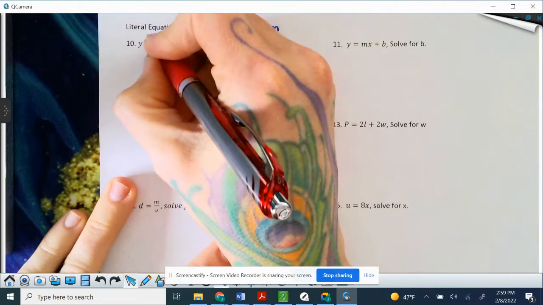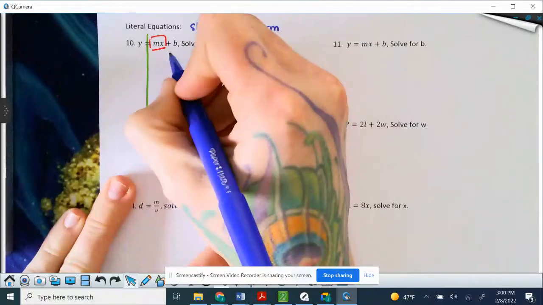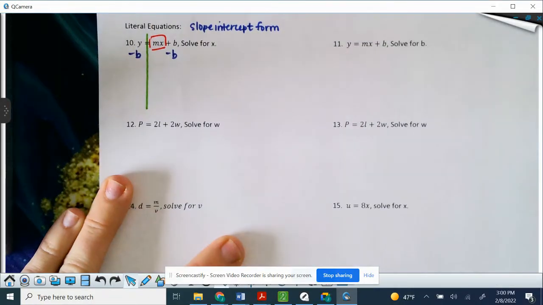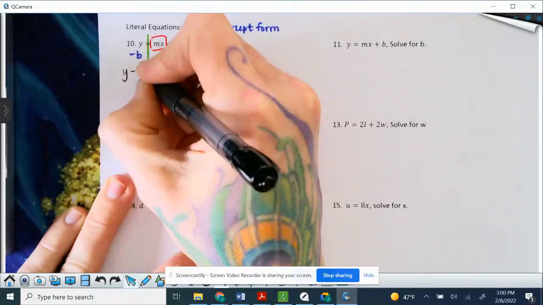So we box in our x. You want to first check if there's anything outside that box that can move, and you want to get it away. So you don't want to move things onto that side. And that's the reason for, like in this case, that big green line and red box. For a lot of people, it's the getting started process that's a little more difficult. So minus b on both sides. y and b are not like terms, so I can't combine them. I can just write that I am now doing y minus b equals mx.